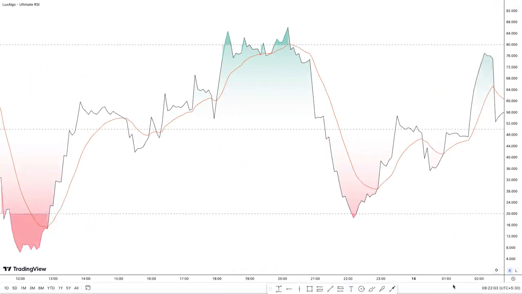Now let's go over this indicator's components. This black line that usually changes color to green and red is called the Ultimate RSI line. This orange line is called the signal line. This horizontal line at the top is called the overbought level, and this line at the bottom is the oversold level. And finally, this line in the center is called the midline.